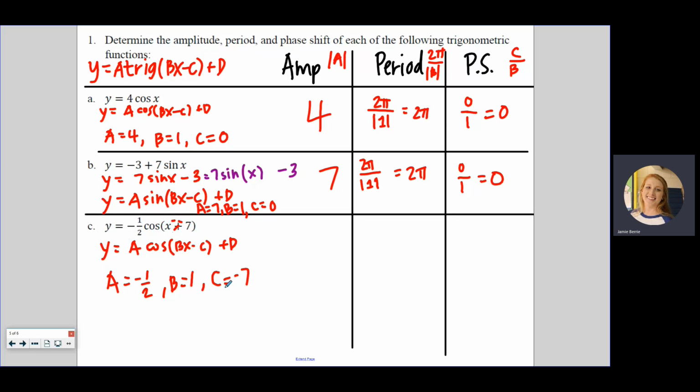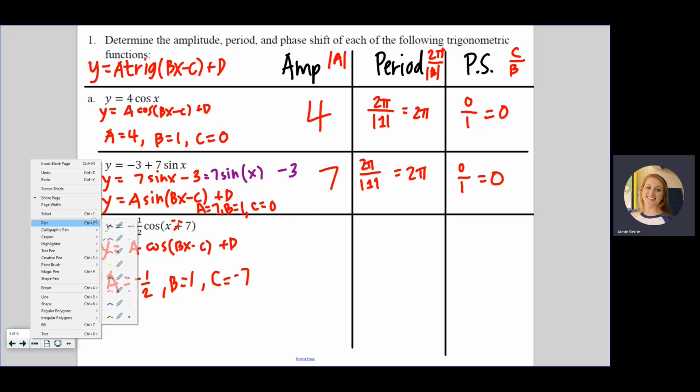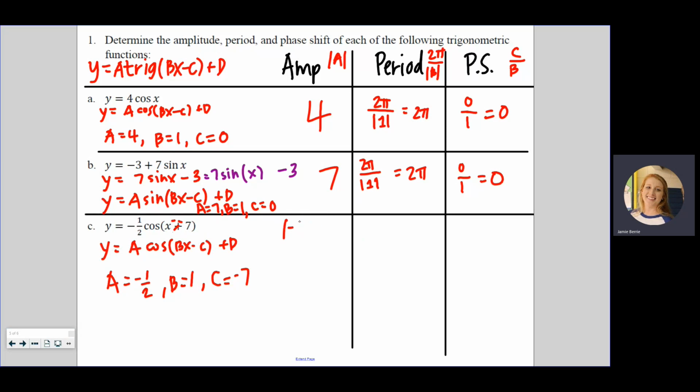So C is -7. Amplitude is the absolute value of A. That would be the absolute value of -1/2, which would be just 1/2. So the amplitude there would be 1/2. Period is 2 pi over B. 2 pi over the absolute value of 1 is just 2 pi. And then phase shift is C over B. So C is -7, B is 1, so phase shift is -7.